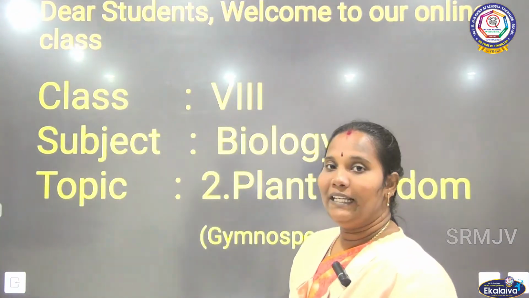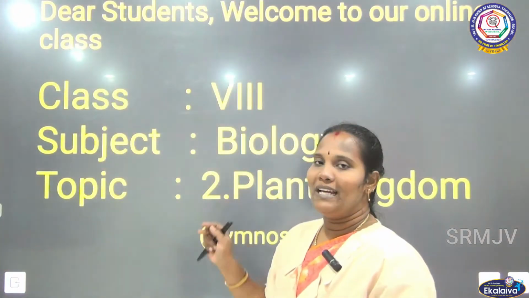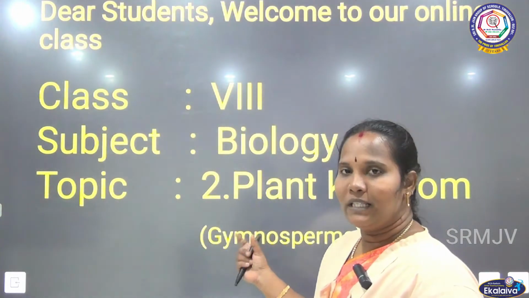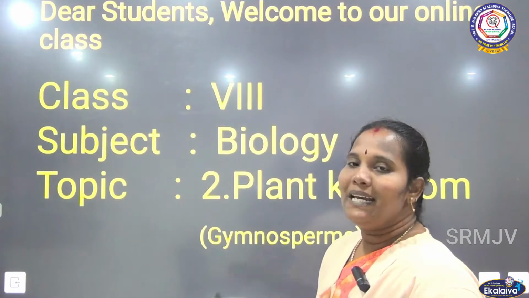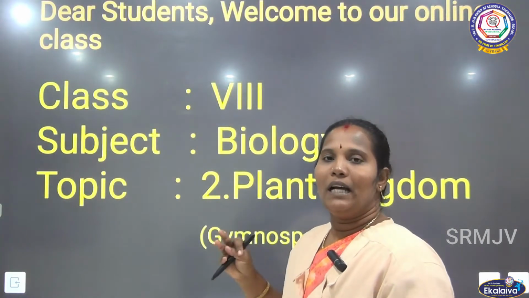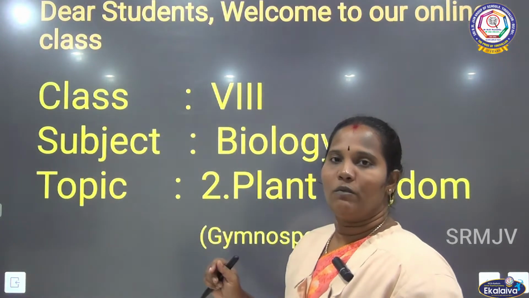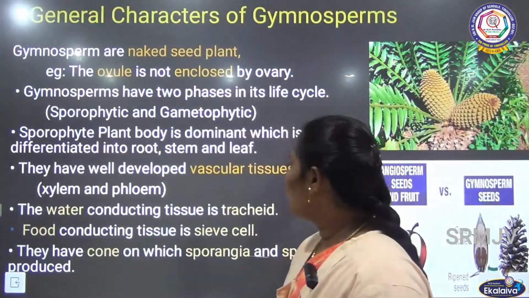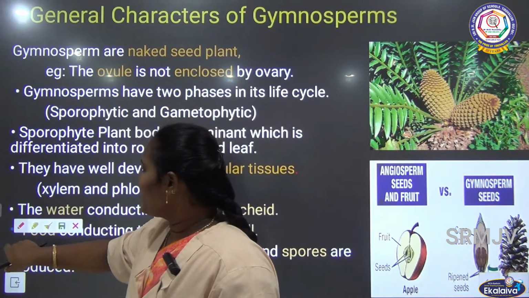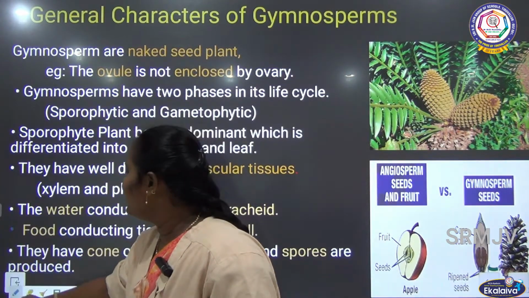Today we are going to see class 8, the subject is biology, the topic name is plant kingdom. In this topic we have to see gymnosperms. Last session we saw algae and fungi, we completed that. This is the gymnosperm topic. See, general characters of the gymnosperm. What are the general characters of gymnosperm we have to see here.